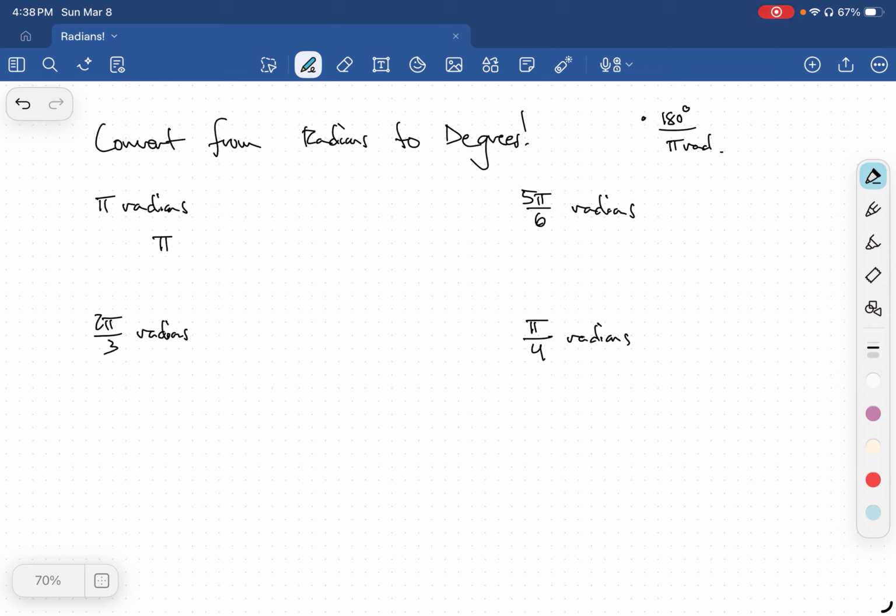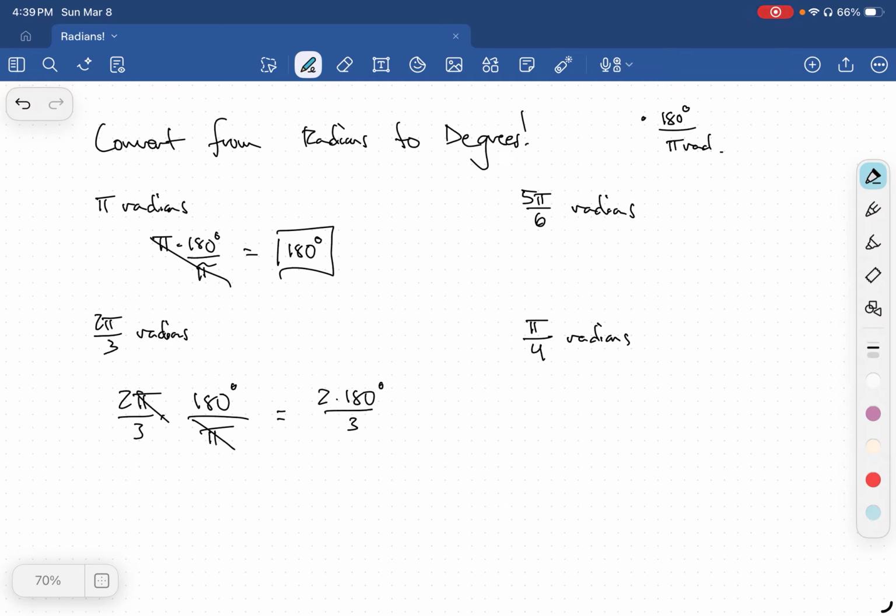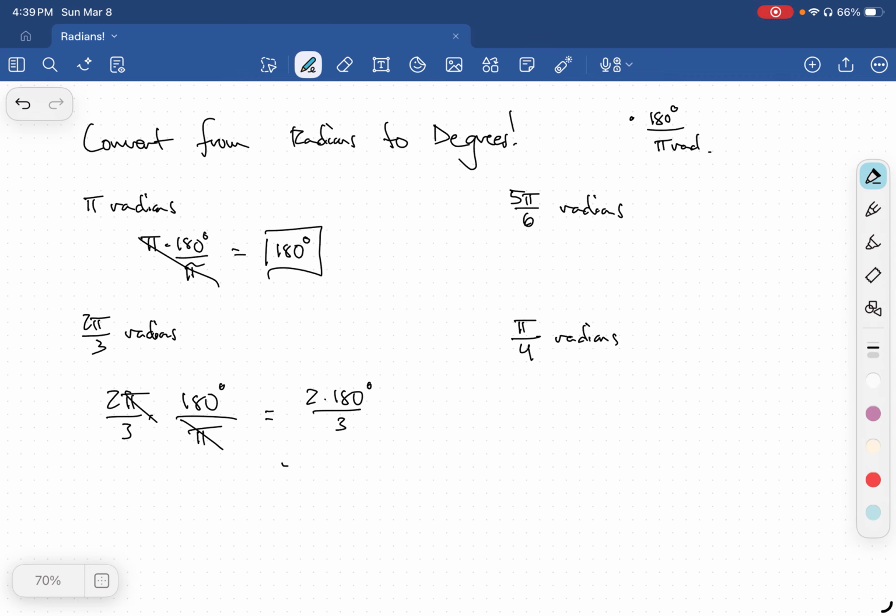So let's take pi and multiply by 180 over pi. Well, of course, the pi's are going to divide out, and we'll end up with 180 degrees. We already knew that pi radians was 180 degrees. 2 pi thirds. We're going to multiply by 180 degrees divided by pi radians. Our pi's will divide out in this case, and now we'll get 2 times 180 divided by 3 degrees. I'm going to divide by 3 first, so 180 divided by 3 is 60, times 2 is 120 degrees.